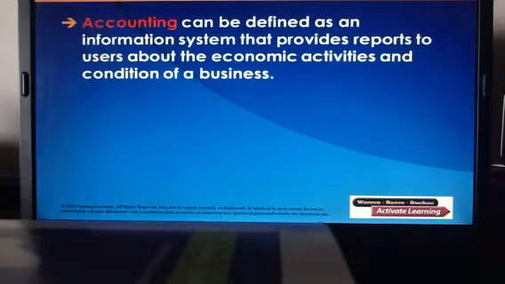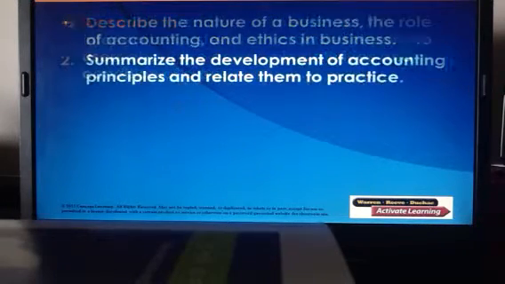First of all, I want to define accounting. Accounting is defined as an information system that provides reports to users about the economic activities and conditions of a business. So notice it's a system that provides information to users.